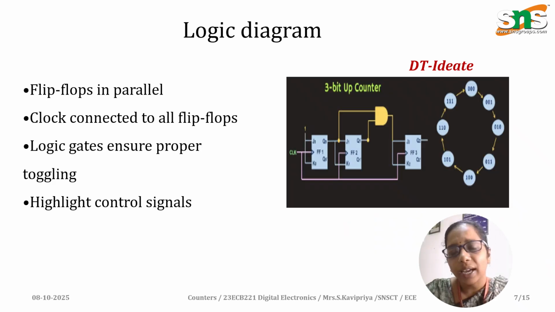And this is the logic diagram for the synchronous up counter, a 3-bit synchronous up counter. We have 3 flip-flops here. Each flip-flop is capable of storing a single bit of data, and all the flip-flops are triggered by the same clock pulse. The state starts from 000 and reaches 111, and again starts from 000. So it keeps on repeating.